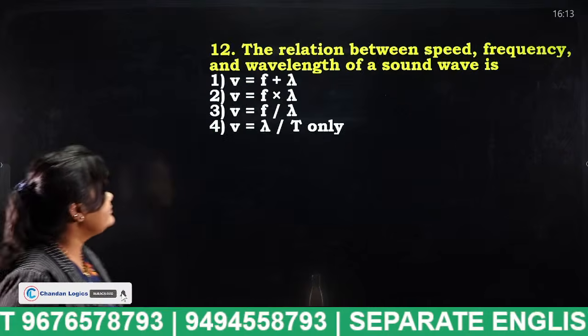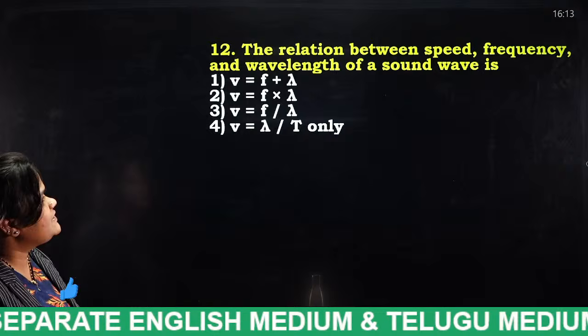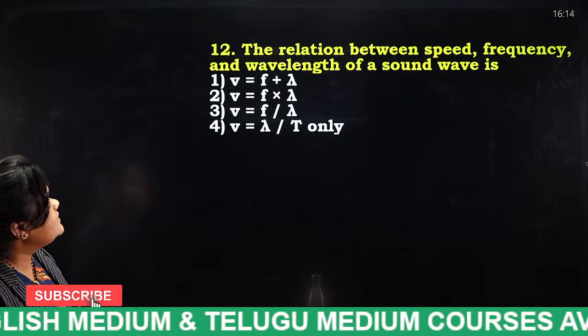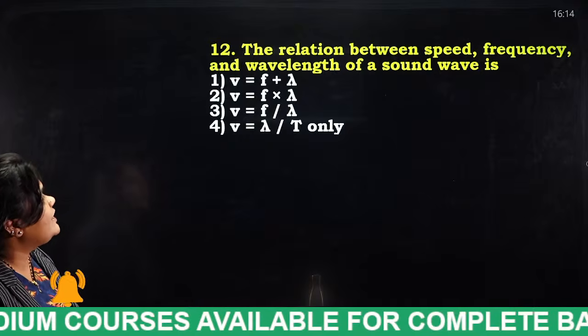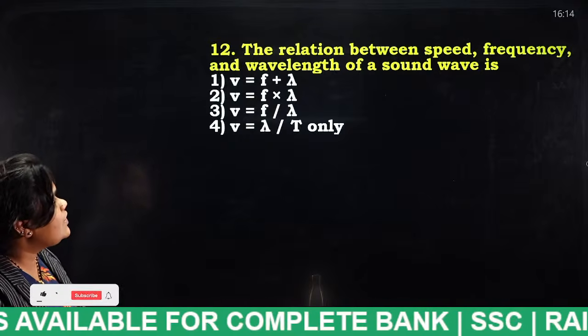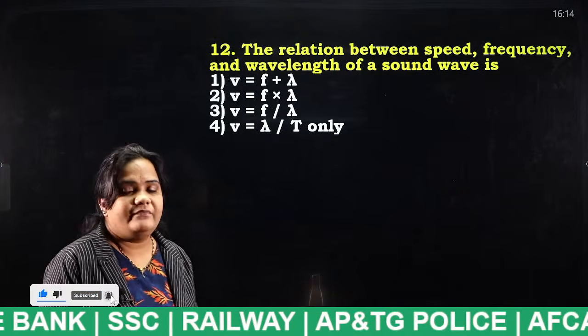Very good. The relationship between speed, frequency and wavelength of a sound wave is: speed is equal to frequency into wavelength. Speed is equal to frequency by wavelength. Speed is equal to wavelength by time.